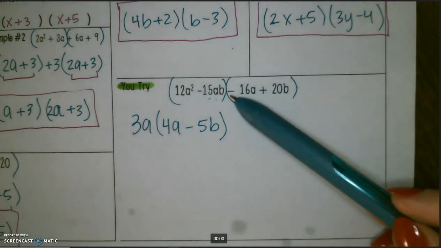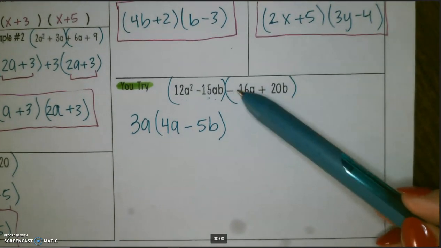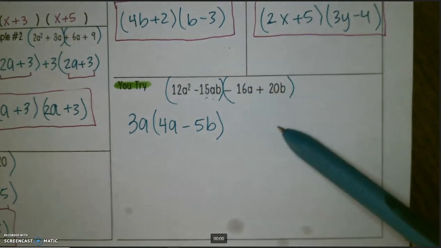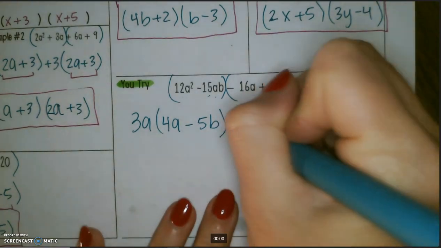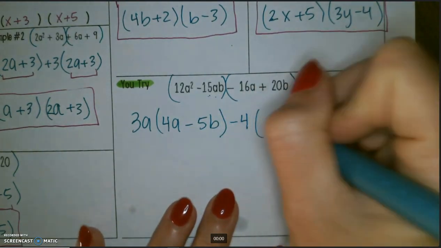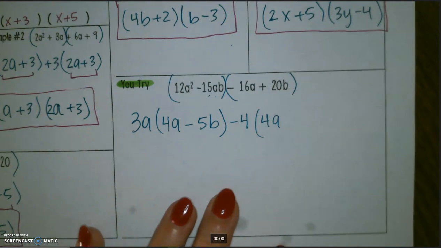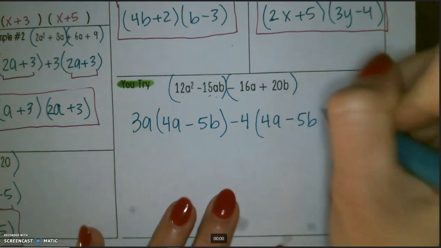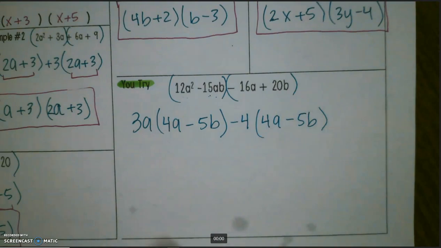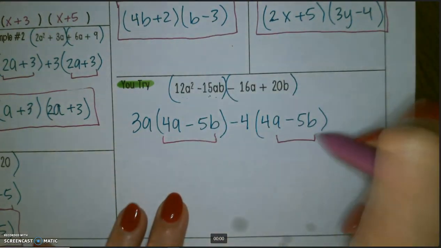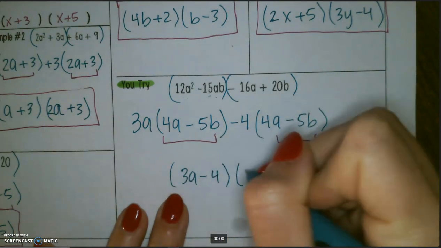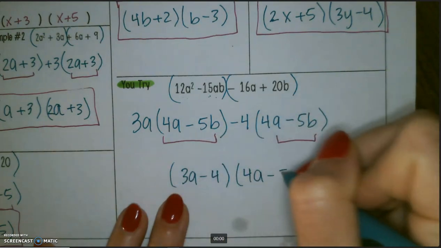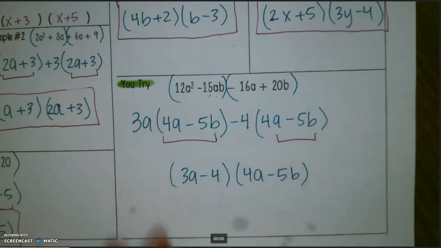Okay, we're going to take out this negative. By doing that, the first term is going to become positive, the second term is going to become negative, and then hopefully I'll have a twin to match this. So let's go ahead and divide out a negative 4. That would leave me with a positive 4a for the first term and a negative 5b for the last term, giving us our set of twins. So our final answer is 3a minus 4 times 4a minus 5b.